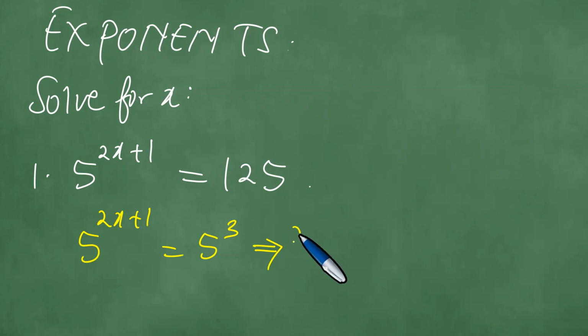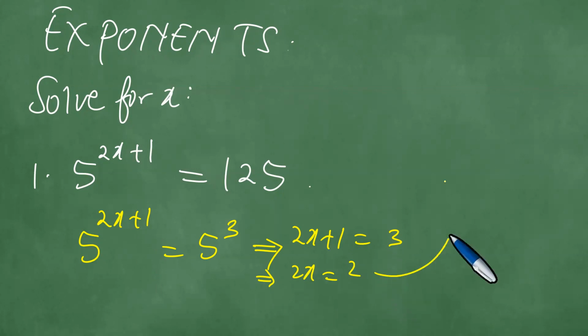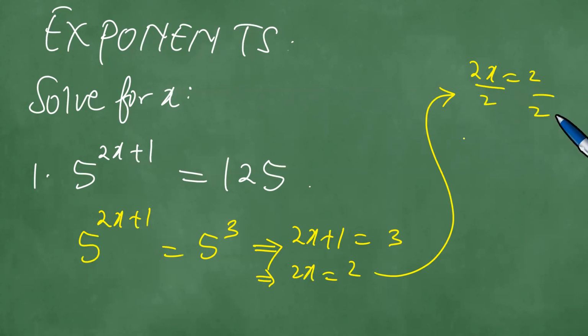So if the bases are the same, you equate the exponents. 2x plus 1 equals 3. 2x equals 3 minus 1. What is 3 minus 1? Equals 2. So if 2x is equal to 2, you divide the left by 2 and the right by 2, so x equals 1.